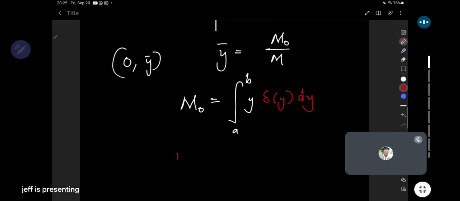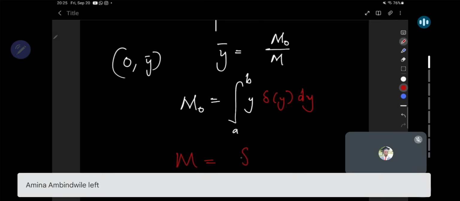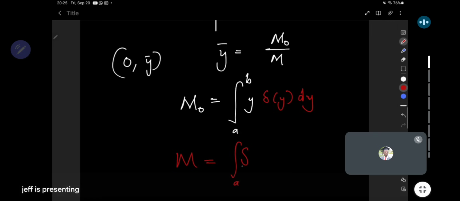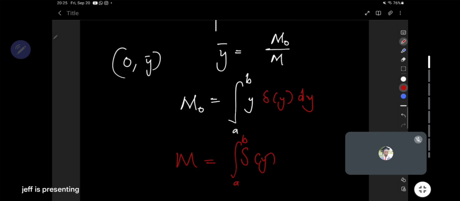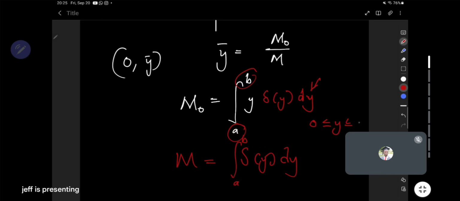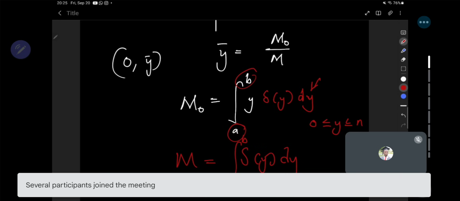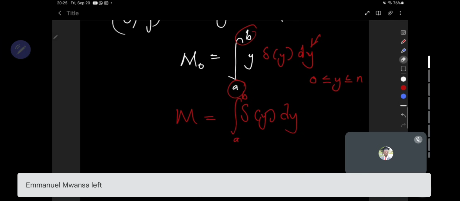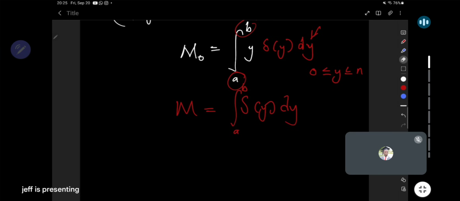The mass, of course, would have to be the integral from A to B of the density function of y with respect to y. A and B will be functions of y. So even the range that you'll be given may be something like 0 less than or equal to y, less than or equal to some number, maybe let me say n. Have I answered that, James? Yes, sir. Okay, so basically this is how it goes.